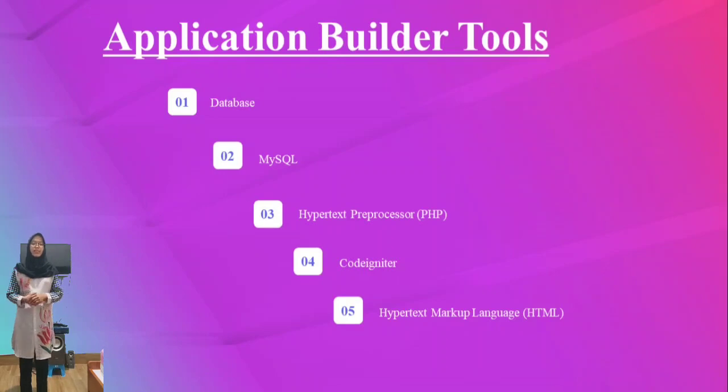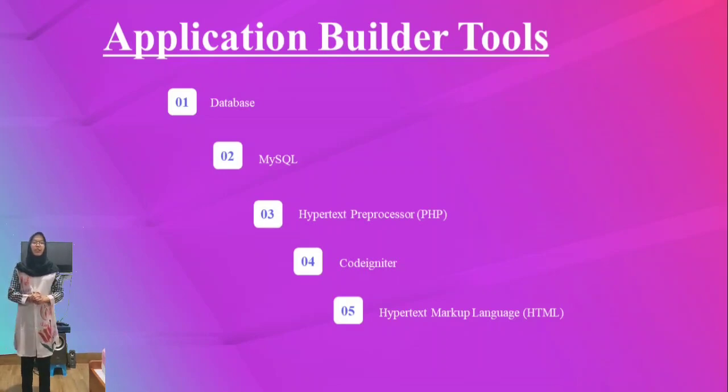Application builder tools. Number one is database. The word database consists of two words, base and data, where base is a warehouse, gathering place, or center. Meanwhile, data is a collection of facts from the real world that represents an object, both human and goods or other, which are recorded in several forms, such as numbers, letters, symbols, and other communication.